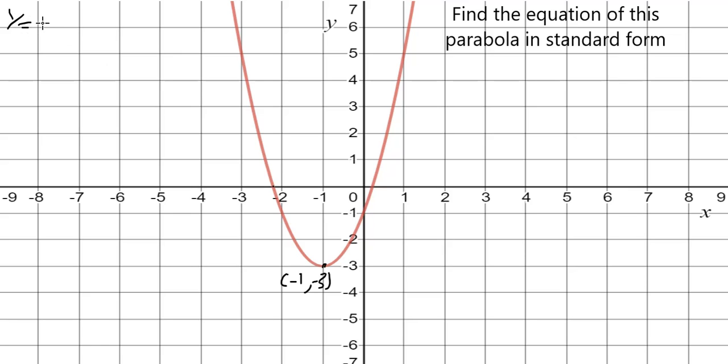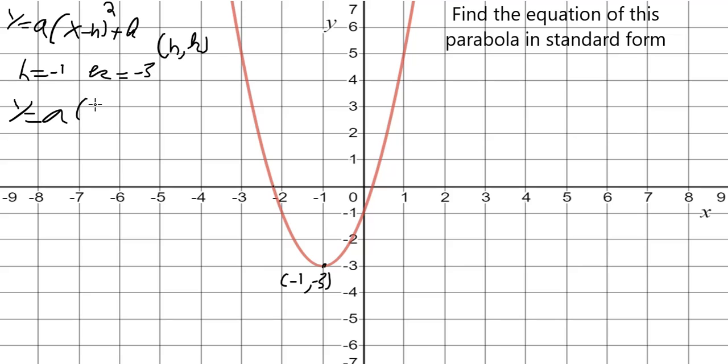The vertex form of a parabola is y equals a times x minus h squared plus k, where h, k is the vertex. Because we know negative 1, negative 3 is the vertex, this tells me that h is negative 1 and k is negative 3. So I can plug that into my equation to get y equals a times x minus negative 1 squared minus 3, which is y equals a times x plus 1 squared minus 3.